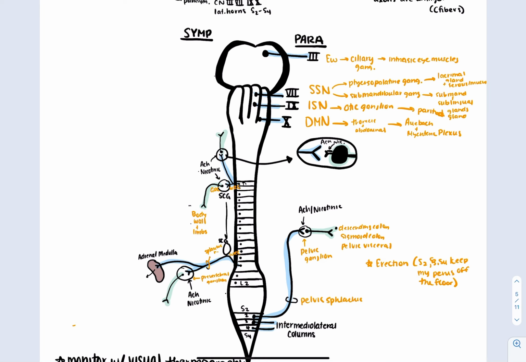But just to remind you, cranial nerve 3 starts at the Edinger-Westphal nucleus, and it travels along the ciliary ganglion, and it's going to go to the intrinsic eye muscles. Right? It's going to cause that constriction to occur.